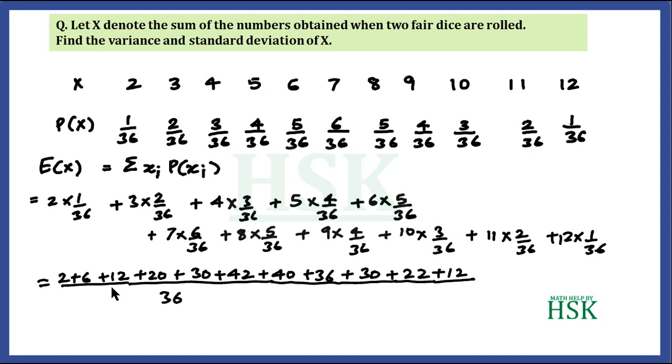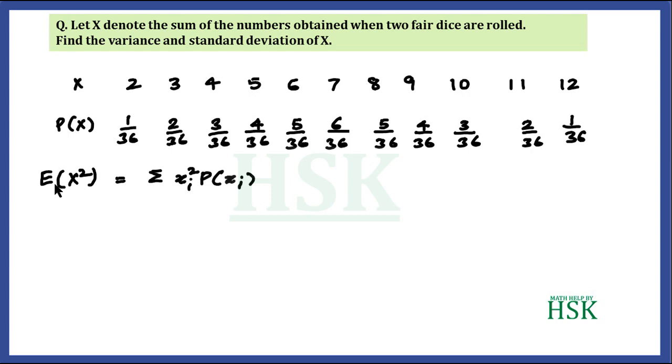So this can be solved and written as equal to 2 plus 6 plus 12 plus 20 plus 30 plus 42 plus 40 plus 36 plus 30 plus 22 plus 12. So all these fractions are added. So this would be equal to 252 upon 36 or 7. So this is the value of E of x.